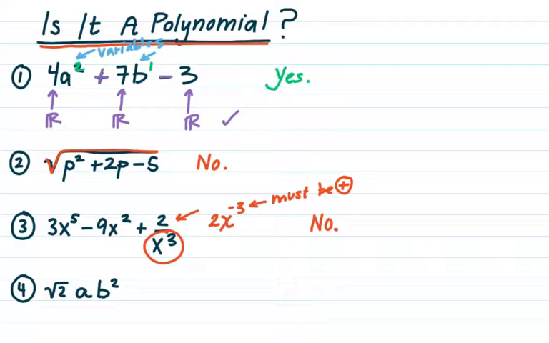Okay, one more example. Look at this one. This only has 1 term. I don't see anything added or subtracted. But that's okay. We can have only 1 term as a polynomial. That's fine. Let's look at the coefficient. The coefficient is square root of 2, which even though it's irrational, it's a real number. That's fine. And then we have variables to the powers of whole numbers, a to the 1, b to the 2. So even though this is a little bit odd looking, yes, it is still a polynomial.